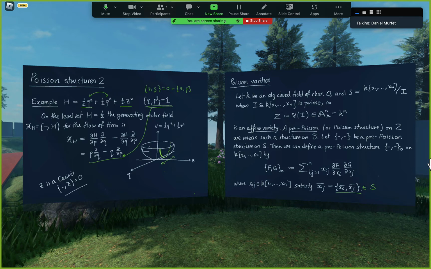Well, not quite 2n because you want them to satisfy, so I guess you choose them so that x_ij is equal to minus x_ji. Right, so along the diagonal there's 0, and then you choose half of them, and those determine the others. Okay, so you can choose representatives in the polynomial ring that make this work. And as we discussed last time, any choice of an antisymmetric matrix of polynomials defines a pre-Poisson structure on the polynomial ring. So this is a pre-Poisson structure.